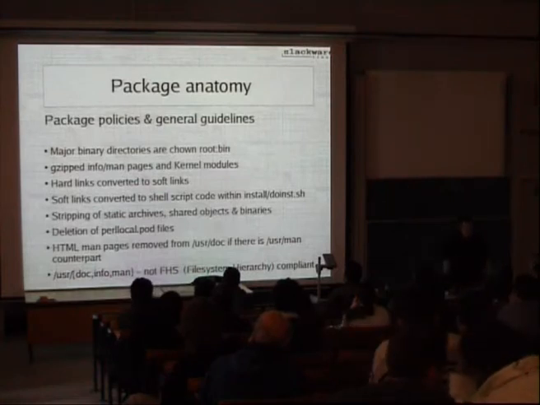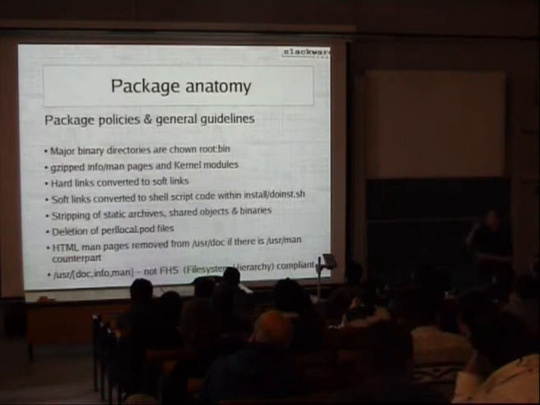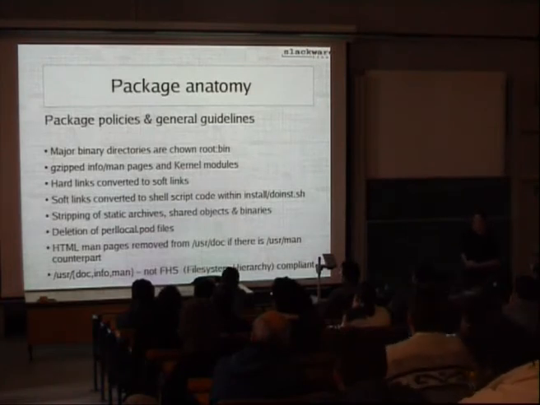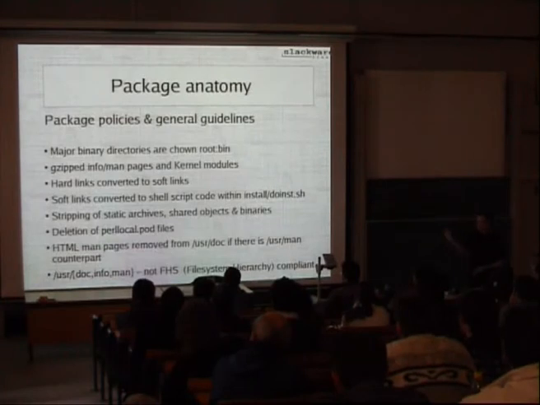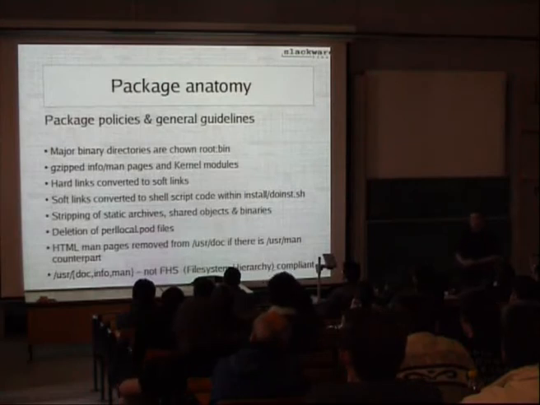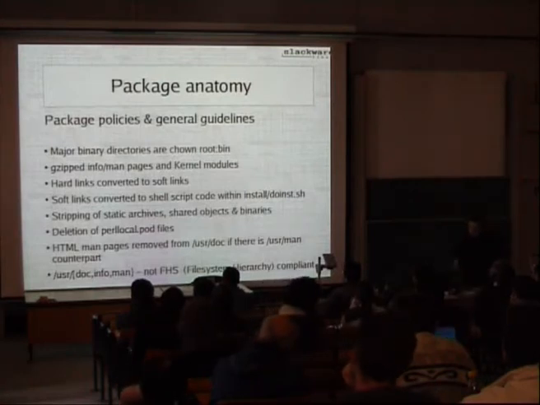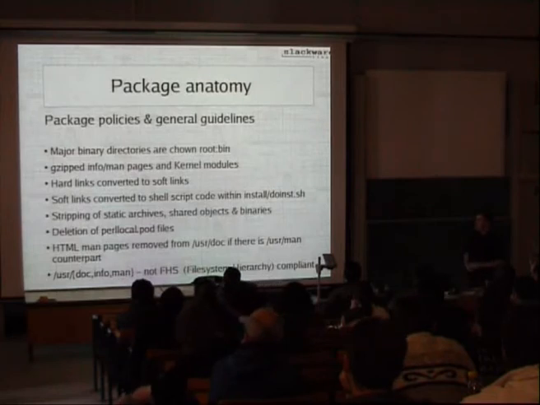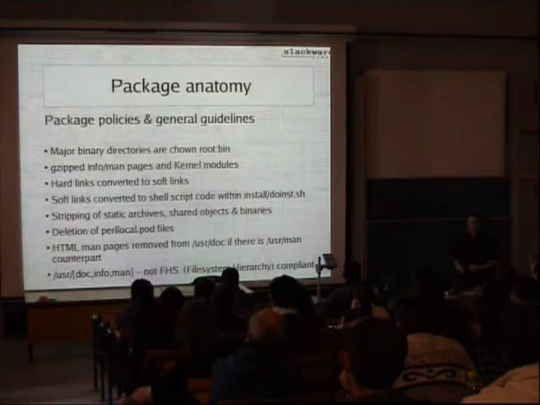So let's have a look now at the package policies and guidelines. The major binary directories are /bin and /usr/bin. There's no particularly good reason for this anymore. It was based on a really old standard which doesn't actually exist anywhere at this time. It's mainly a cosmetic thing these days, but it's still the done thing. Info, man pages and kernel modules are used in userspace. Hard links are converted to soft links, although in some packages you'll find that isn't the case. Glibc, for example, has many, many hard links, and they are converted to soft links.